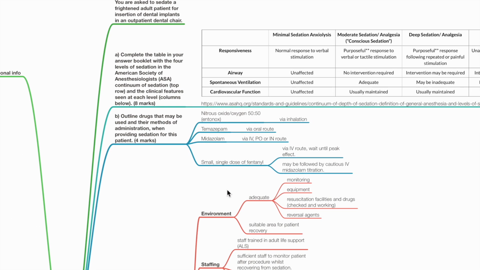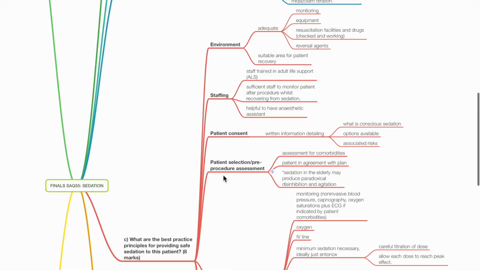B. Outline drugs that may be used and their methods of administration when providing sedation for this patient. Options include Entonox via inhalation, temazepam via oral route, midazolam via IV, oral or intranasal route, small single-dose fentanyl via IV route, wait until peak effect. This may be followed by cautious IV midazolam titration.